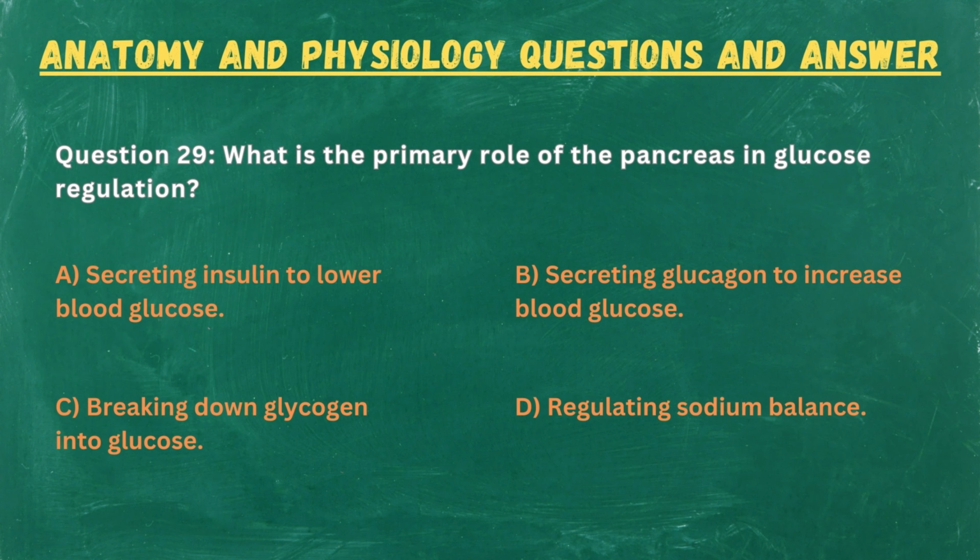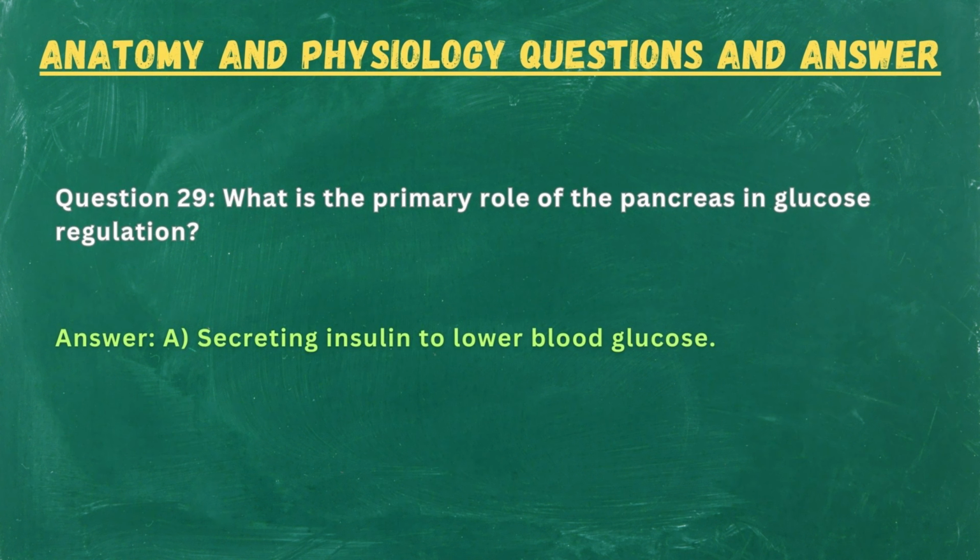Question 29. What is the primary role of the pancreas in glucose regulation? A. Secreting insulin to lower blood glucose. B. Secreting glucagon to increase blood glucose. C. Breaking down glycogen into glucose. D. Regulating sodium balance. Answer A. Secreting insulin to lower blood glucose.